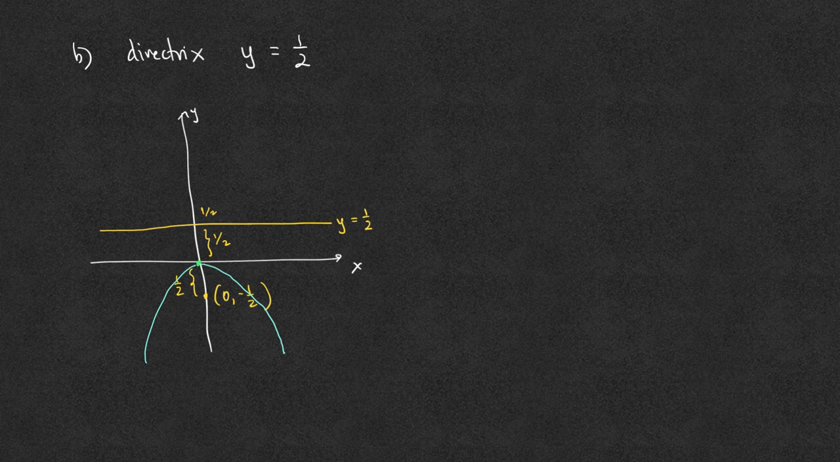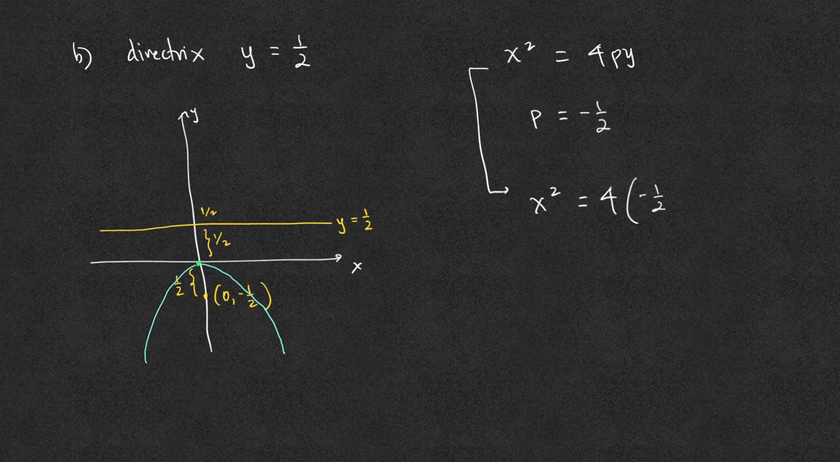The equation of the parabola opening downward is x squared equals 4py, and p is negative. And so we update the equation. We know that p is -1/2, and so the equation of the parabola is x squared equals 4 times -1/2 times y. This is x squared equals -2y. And again, p is -1/2, not positive 1/2, because this parabola opens downward.